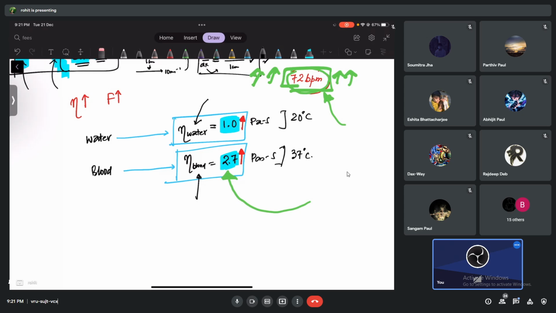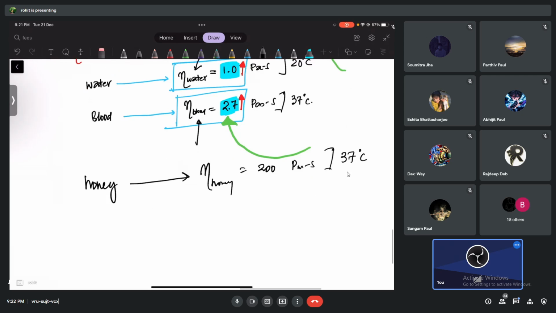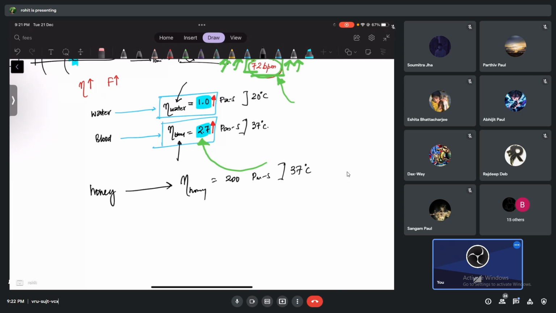I'll give you another example. Honey, let me write honey. The viscosity of honey is around, just check this, 200 Pascal second at a temperature of 37 degrees Celsius. Now check, can you imagine honey and water now? Is the value of viscosity the same, or for honey is it 200 times more? So it's 200 times more. So what is going to happen?